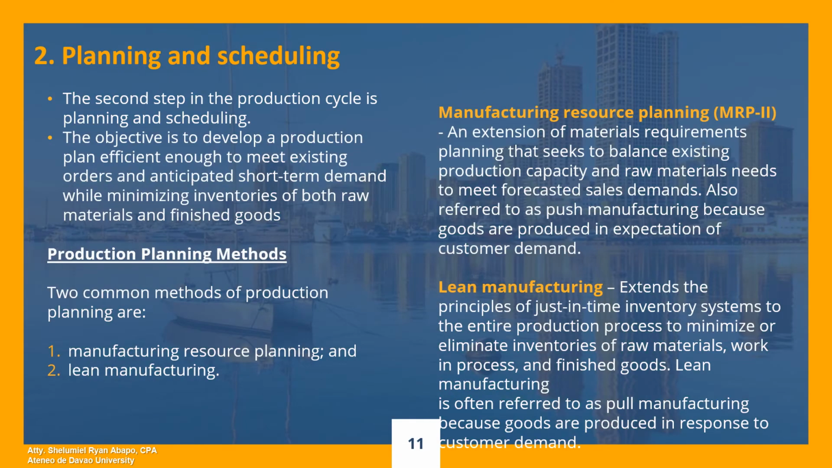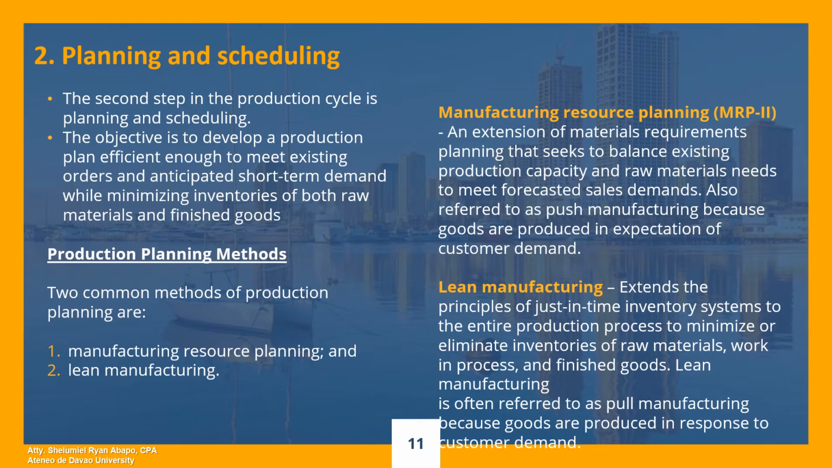Now let's proceed to planning and scheduling. This is the second step in the production cycle. The objective is to develop now a production plan that is efficient enough to meet existing orders and anticipated short-term demand while minimizing inventories of both raw materials and finished goods.